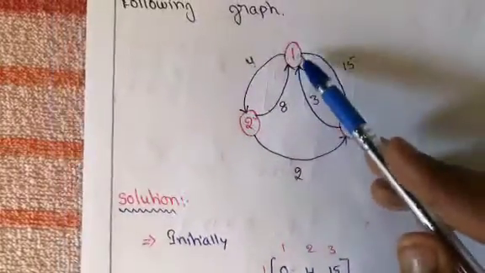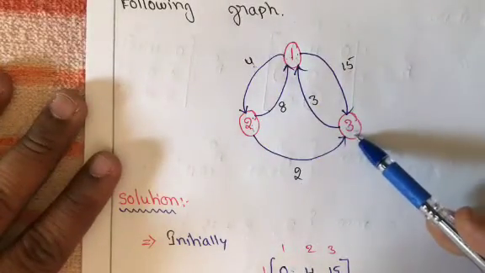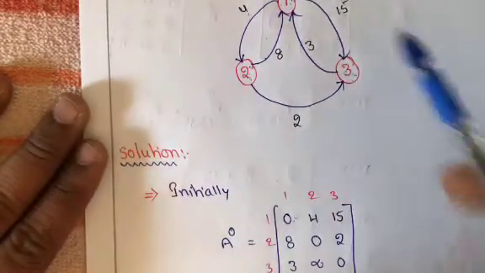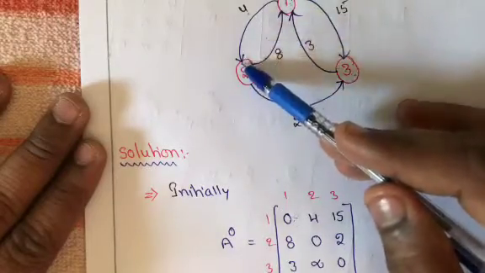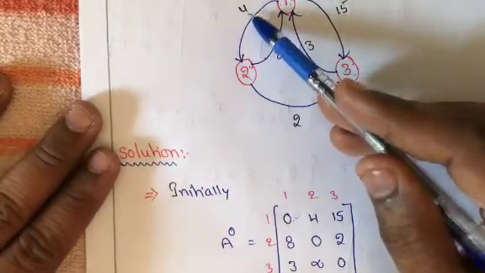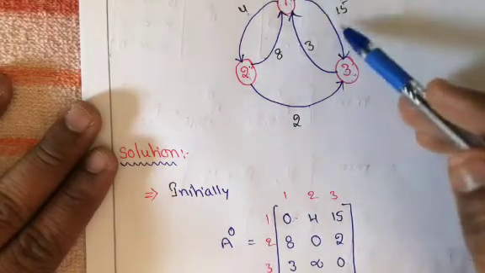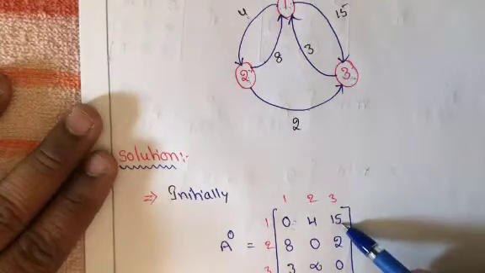So because the distance from 1 to 1 is 0, the distance from 2 to 2 is 0, distance from 3 to 3 is 0. Then next, 1 to 2. So 1 to 2 in this direction, I am having the distance as 4, so I need to place 4 here. So 1, 2, 3, the distance is 15. So I need to place 15 here.